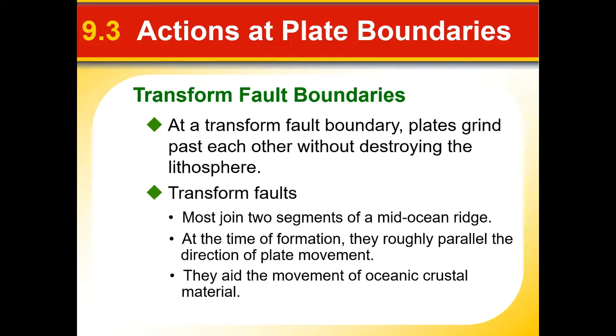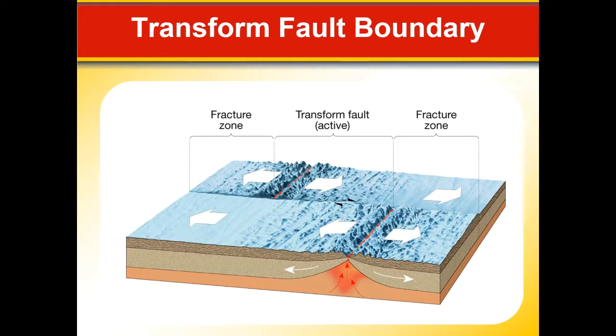At the time of the formation, they were roughly parallel to the direction in between the two plates, and they aid the movement of your oceanic crustal material also. So in your convergent boundaries, and also in our example here in our divergent boundaries, the pace of divergence is not exactly equal towards each other.